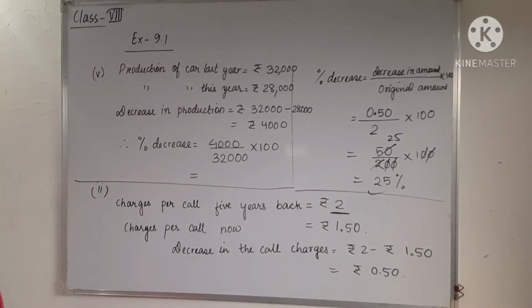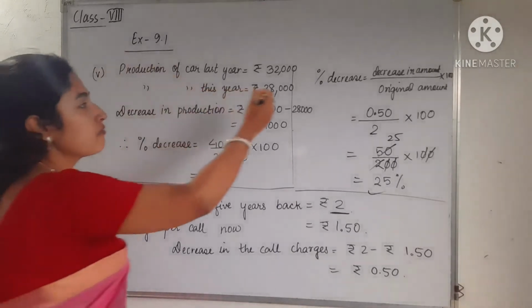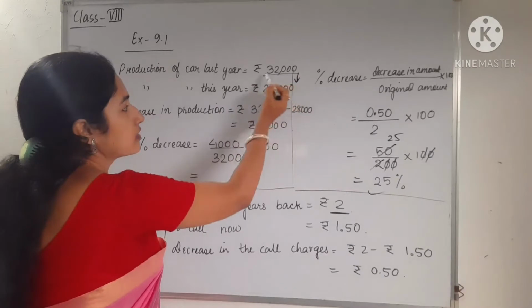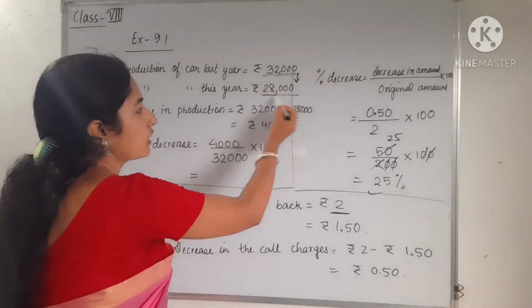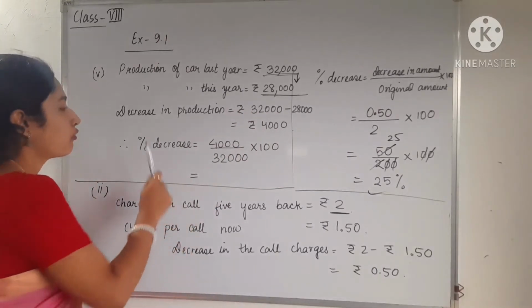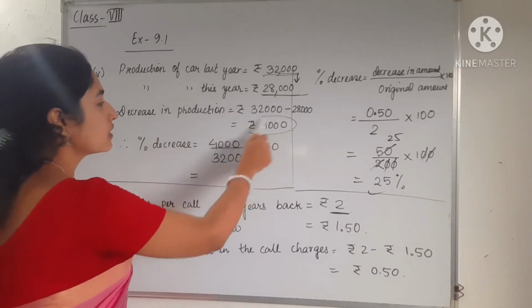Similarly, come to question number 5 now. So here the production of car last year was rupees 32,000 and production of car this year is rupees 28,000. That means there is a decrease in the production. So you can see last year it was 32,000, this year it is 28,000. So for finding decrease in production we have to subtract. So this is the decrease in the production of car.